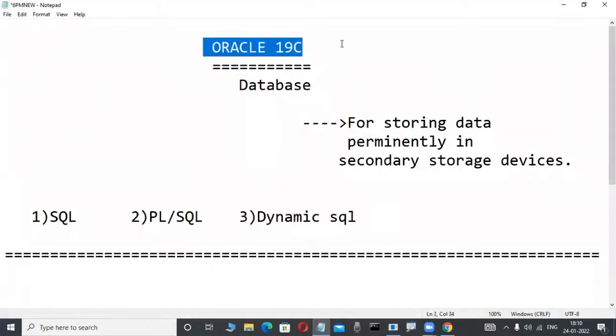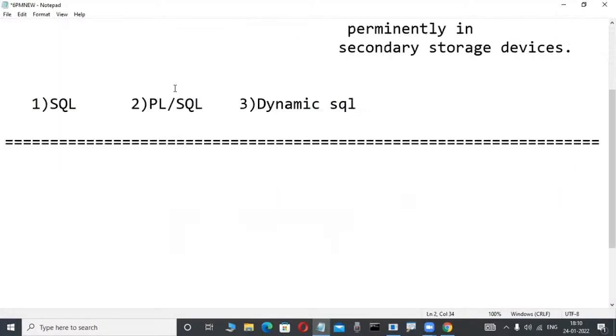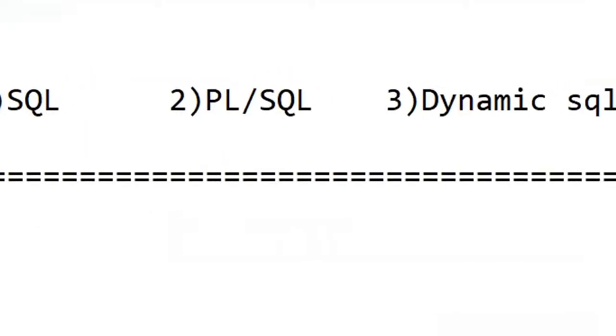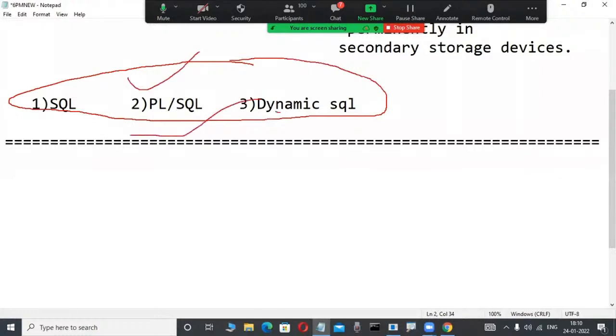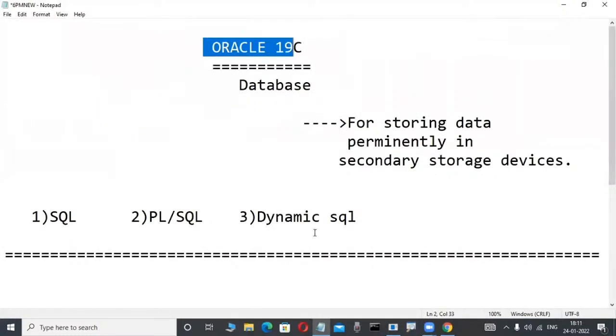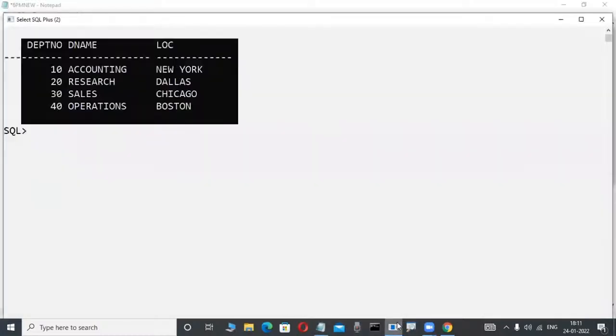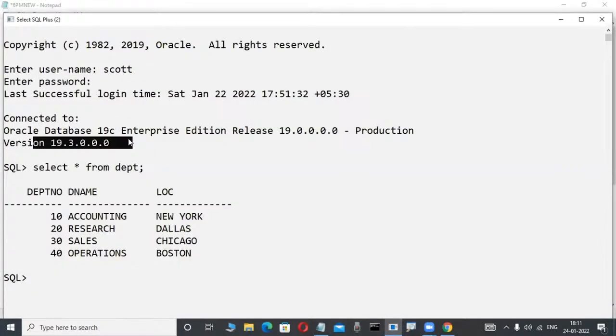Anybody learning an Oracle course anywhere in the world, not just from me, in that course they are told about these three languages. What is the SQL language? What is the PL/SQL language? What is dynamic SQL? These are big concepts. Through these languages we operate on these types of products, the Oracle product, in your company.